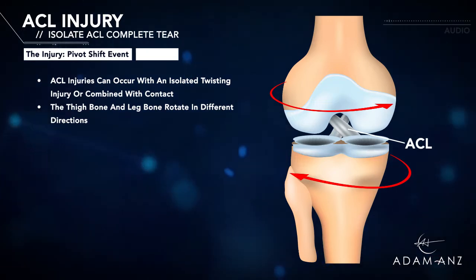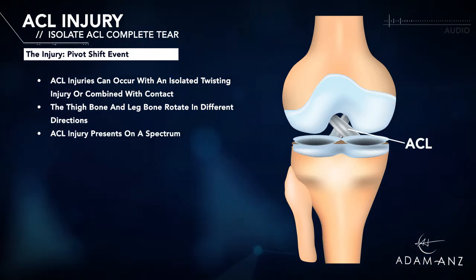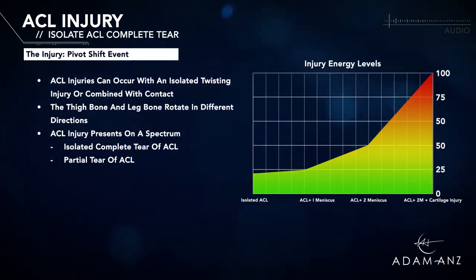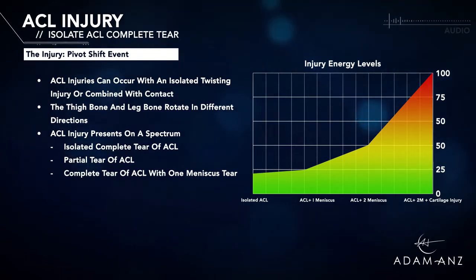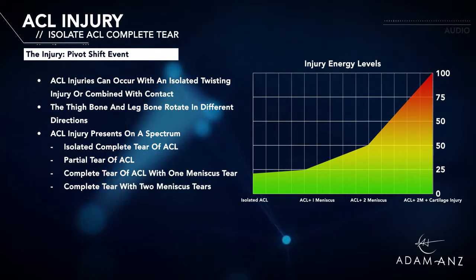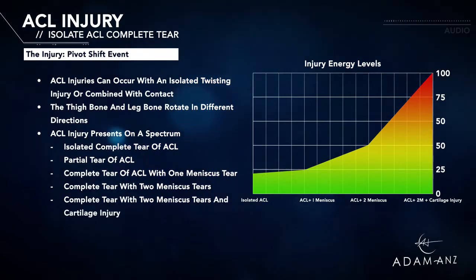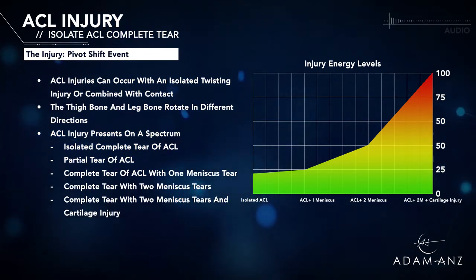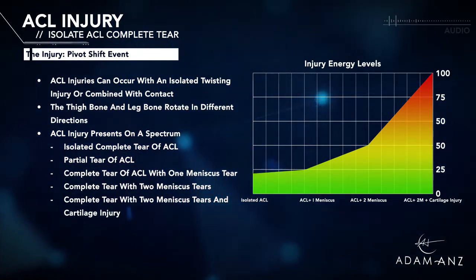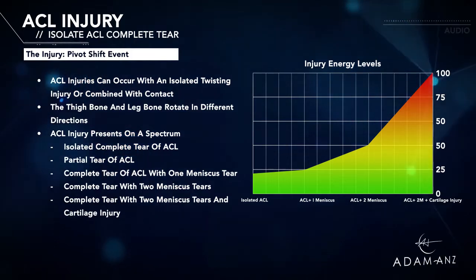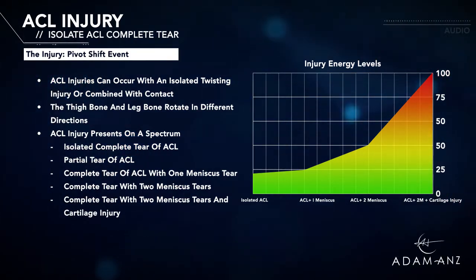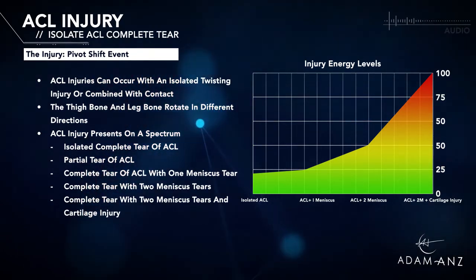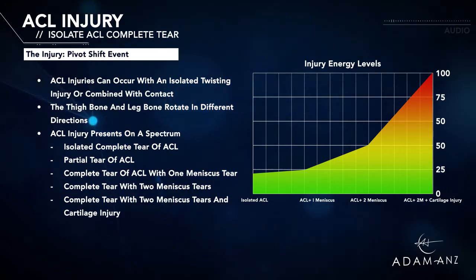ACL injuries present on a spectrum dependent upon the amount of energy involved in the injury event. That energy can be at different levels and presents different levels of injury. Isolated ACLs are on one side of the spectrum and ACLs with 2 meniscus tears and cartilage injury on the other end. In between are individual injuries of all types, including ACL injuries with 1 meniscus tear and ACL injuries with 2 meniscus tears, and all are individual in terms of their injury pattern, but there are some trends that we see.